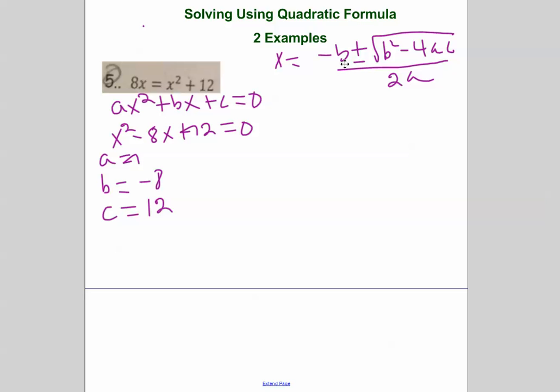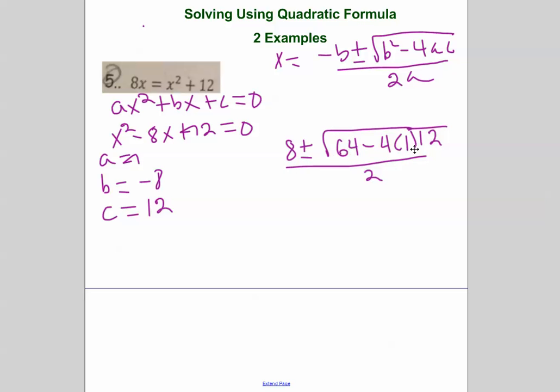Like, for instance, b is negative 8. I plug it right in there. I'm just going to call that 8. 8 plus or minus b squared, which is 64. We square the whole thing, minus 4ac. I'll go ahead and write that out. 4, a is 1, and c is 12, right? Okay, all over 2a, which is 2.